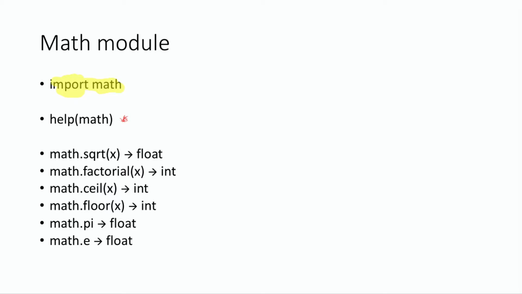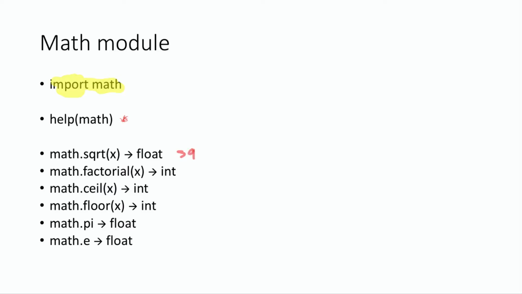So here are some of the most useful, or mostly used, functions in the math module. The first one that I have here is math.sqrt, and so essentially you put some number in there where x is, and it will give you the square root of that number. And the output that it gives you will always be a floating point number.